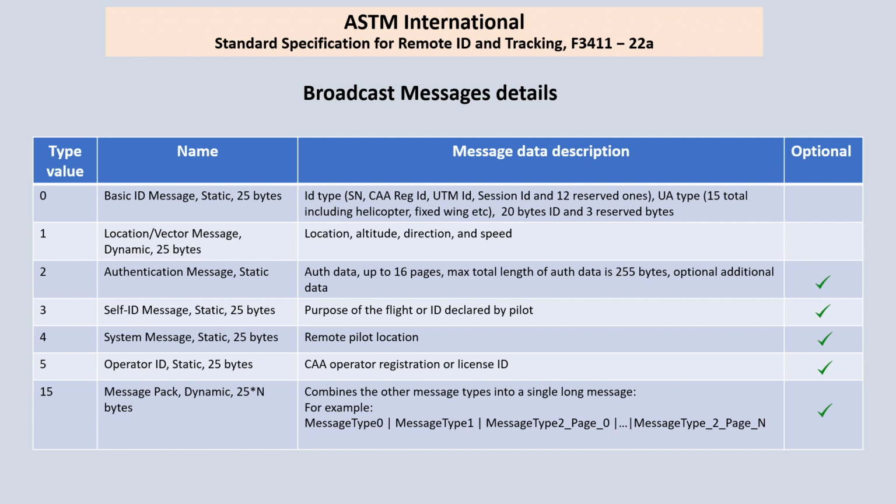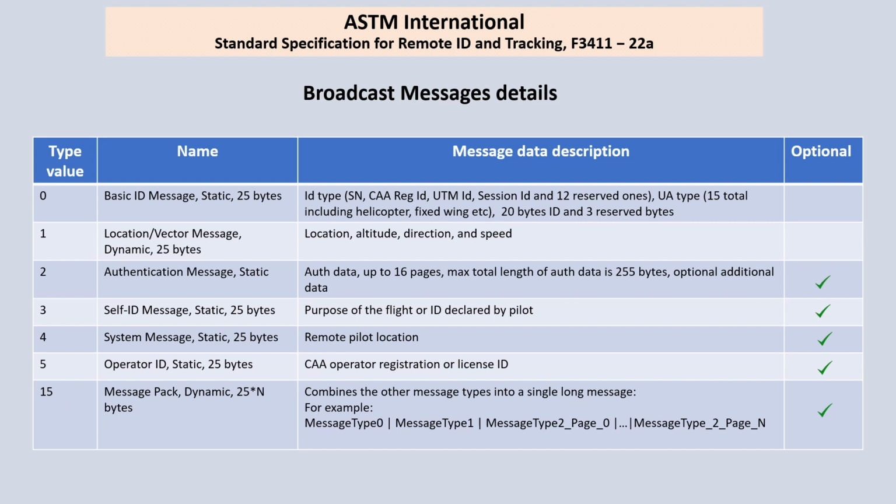This is a static message. They call it the self-ID message. The length of it is 25 bytes. The purpose of this message is to carry information declared by the pilot. It can be a mission ID or a pilot name or whatever you want.